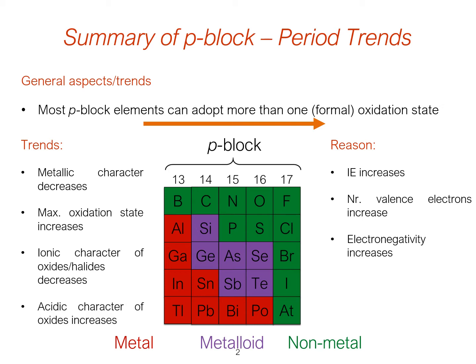And finally, the acidic character of oxides increases. And this is again because the electronegativity increases. And I think we'll see on the next slide again that it's the more electropositive metals that form alkaline oxides. So as we're going across and the electronegativity is increasing, the acidity of the oxide increases also.